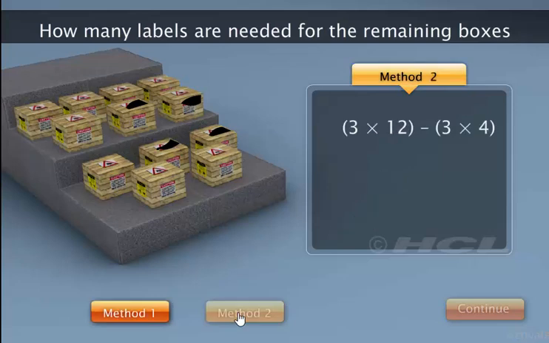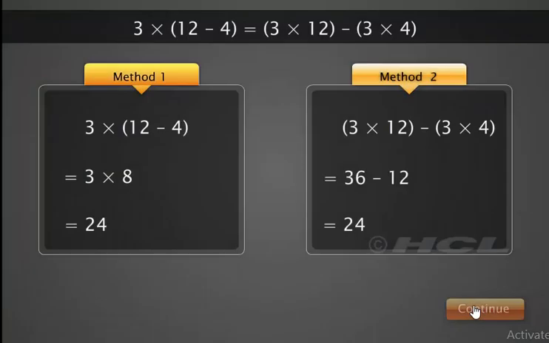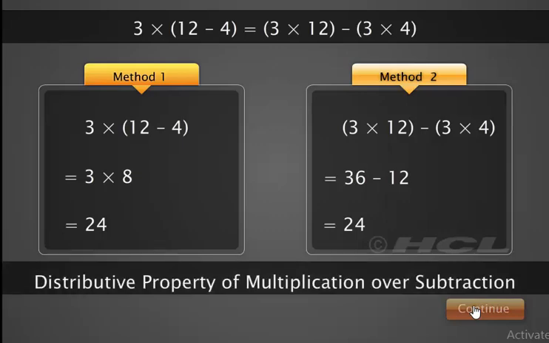We first find the number of labels required for all boxes. We then calculate the number of labels that would have been required for the damaged boxes. Finally, we find the difference. Notice that the result is the same. This property is known as the distributive property of multiplication over subtraction.